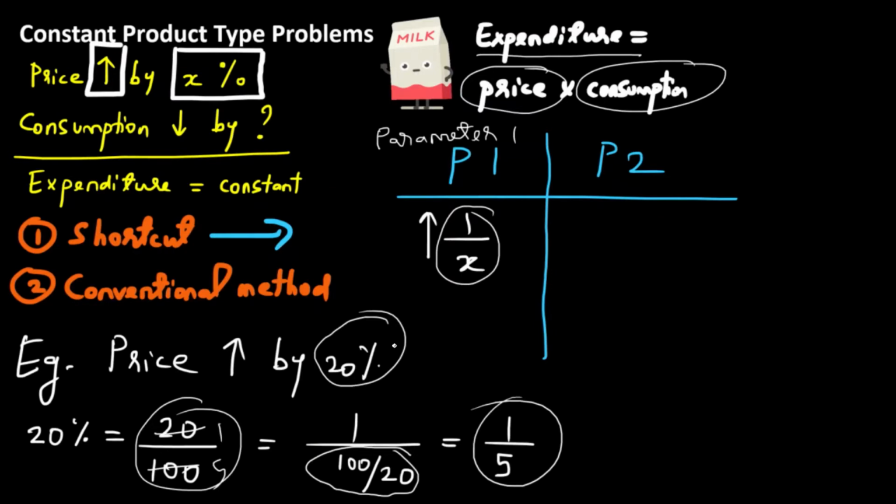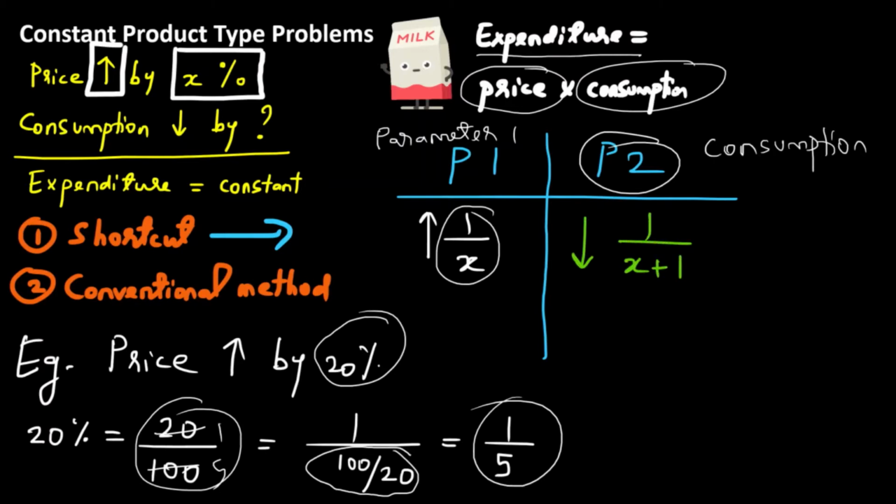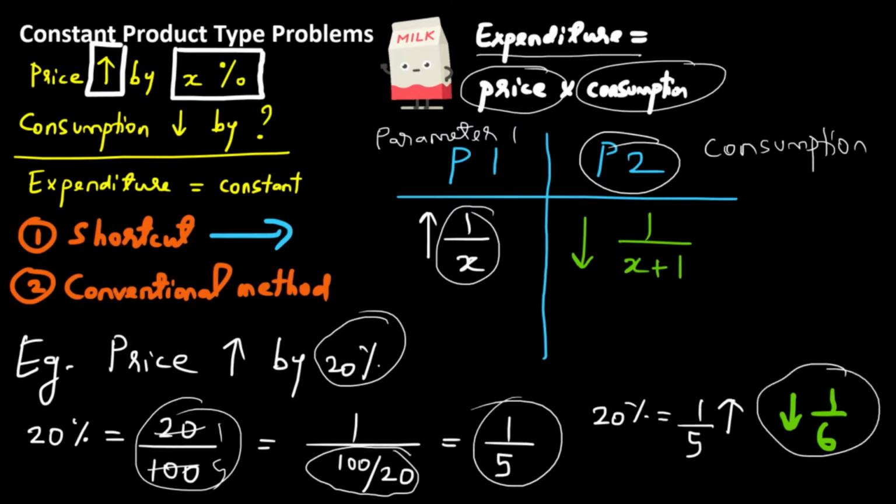Now we've converted 20% into 1 by 5. In that case, the parameter 2, in this case consumption, is the parameter 2 in this example which we are dealing with. That parameter has to be decreased by 1 by x plus 1. So if there is an increase of 20%, which is 1 by 5, you need to decrease consumption by 1 by 6, and 1 by 6 is the same as 16.67%. You can convert 1 by 6 into percentage, you'll get 16.67%.